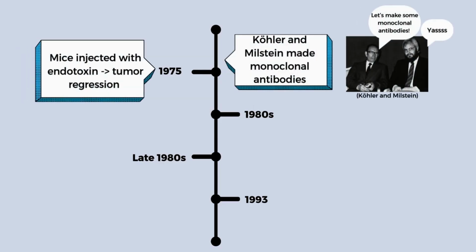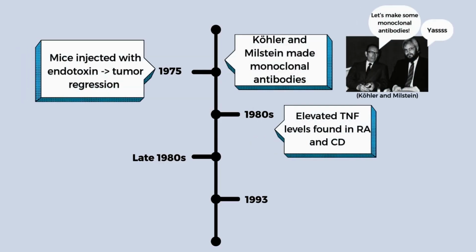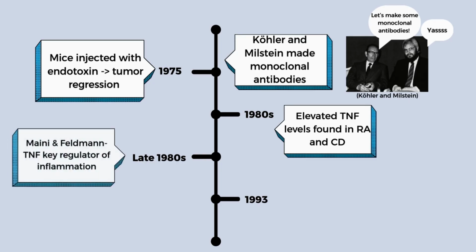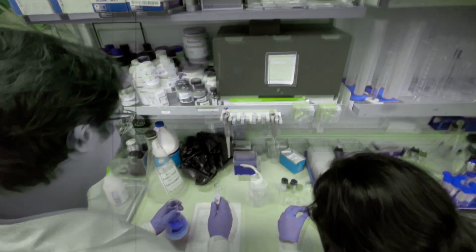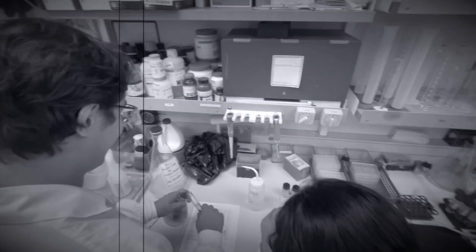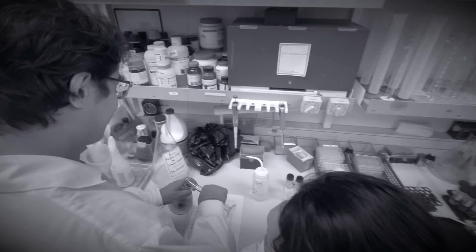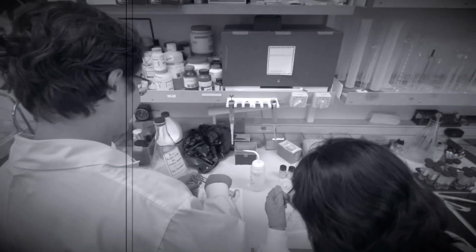In the 1980s, doctors found elevated TNF levels in diseases such as rheumatoid arthritis and Crohn's disease, suggesting that TNF is also involved in inflammation. Two scientists from London, Maini and Feldmann, showed that TNF is a central regulator of inflammation in RA. Their work suggested that blocking TNF could suppress the broader inflammatory response.